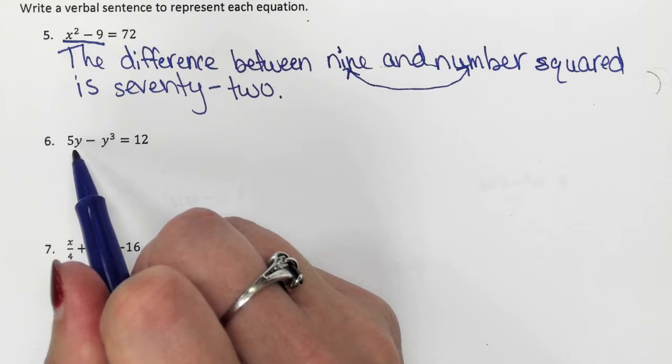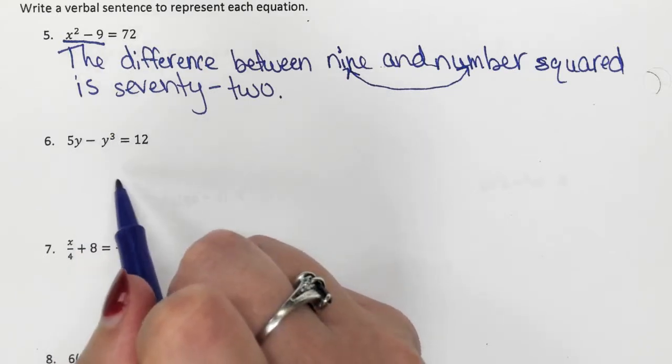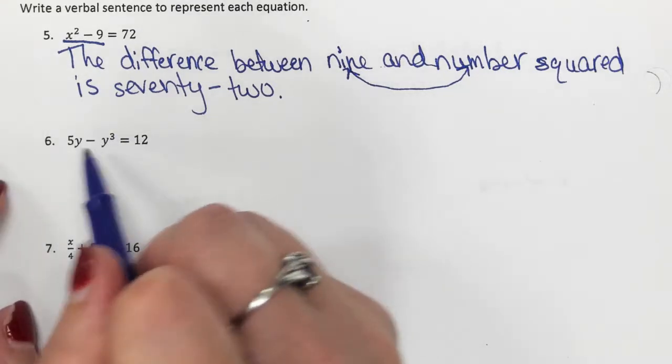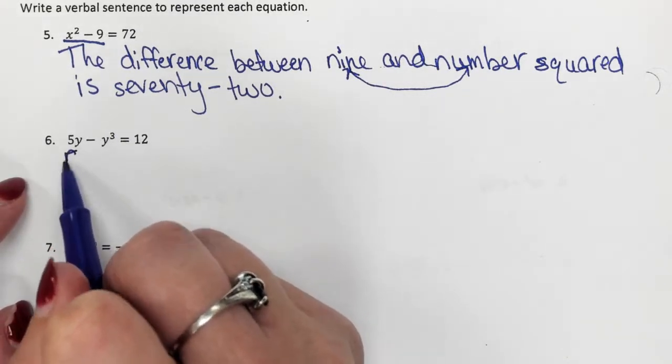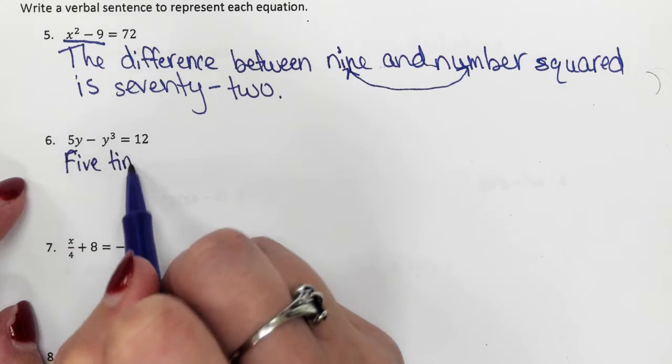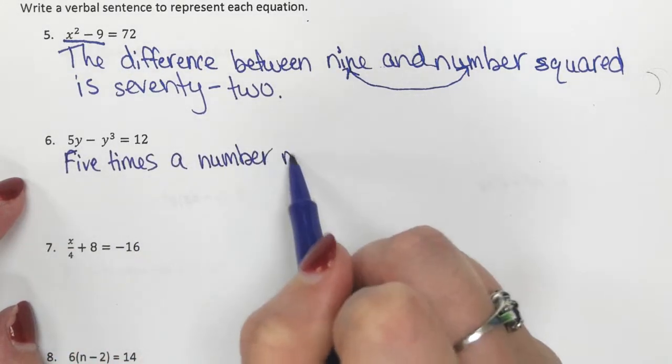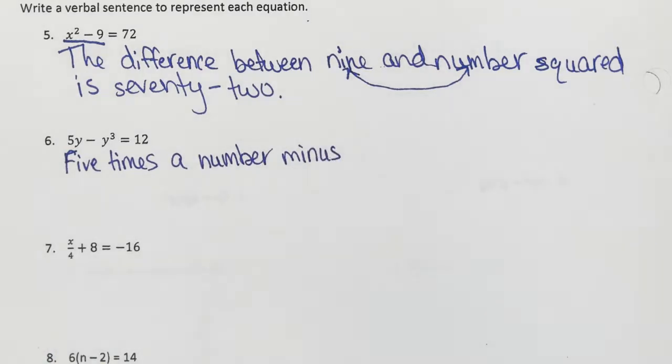All right, Belle, can you tell us yours? 5 times the number minus the number. Very good. 5 times the number. All right, now let's talk about this. You ready? So she said 5 times the number, and then you said what, minus? Okay, now this is where it's a little different.